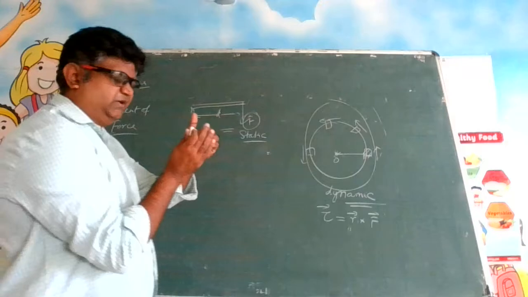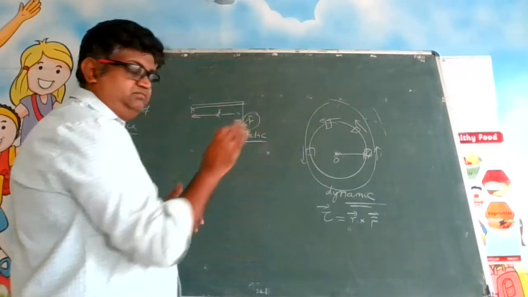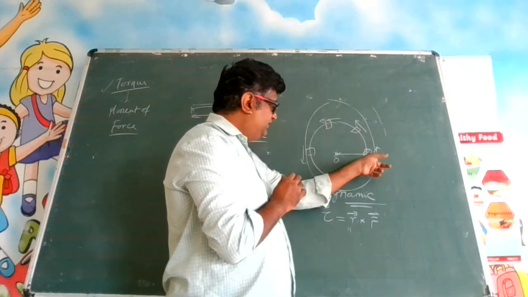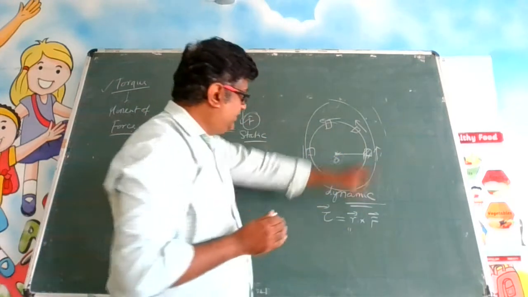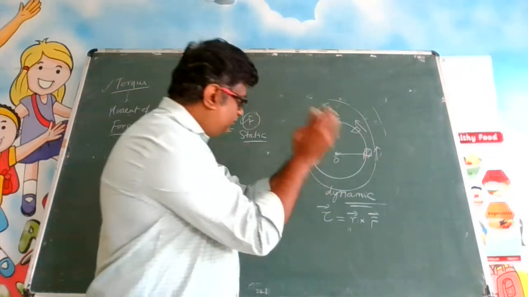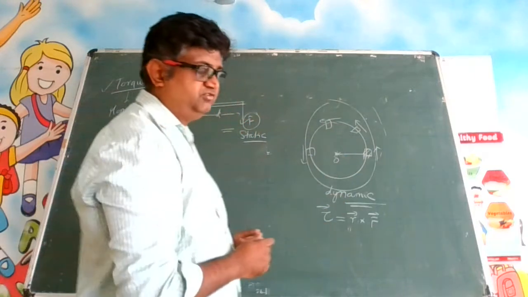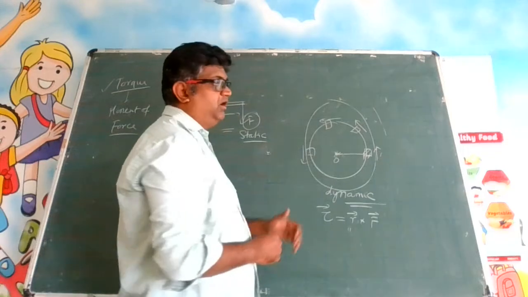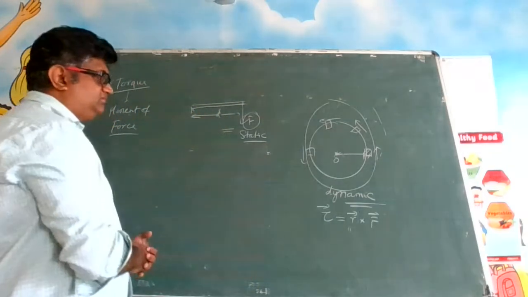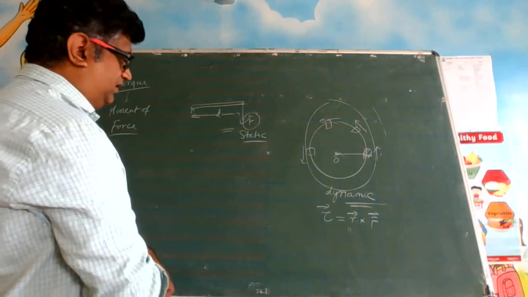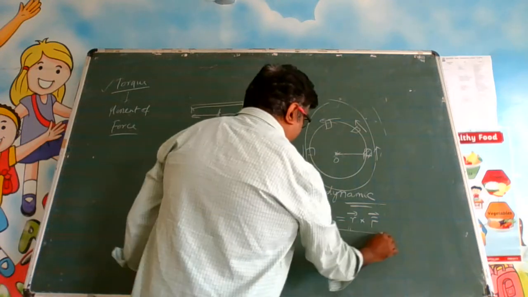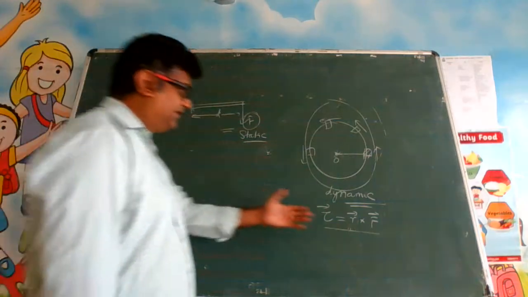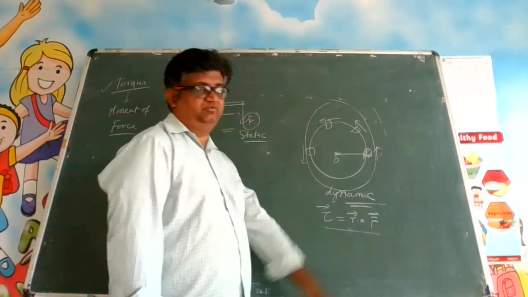It is creating a tendency to rotate. This force is doing what? There is a particle over here, and it is creating a tendency to rotate about a point. So force multiplied by the perpendicular distance is what is defined as torque. But torque basically is a vector. Torque is defined as the cross product of the radial vector and the force vector.